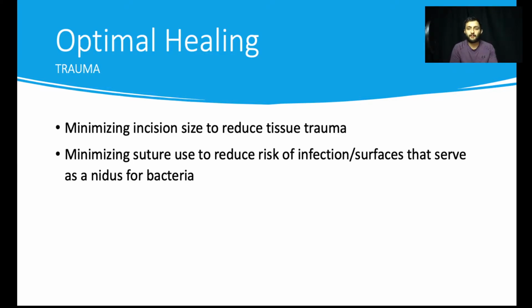So when we think about trauma, I'm not talking about trauma like accidents, but I'm actually talking about the trauma that we induce in the process of whatever we're doing. So the big things we're thinking about here are minimizing the size of the incision to create less tissue trauma during our procedure. Now in addition, we also need to think about how many sutures we're using, because while sutures may seem like just a small little thing, and even they're helping us get primary closure, right? We need to also remember that the more sutures we have, the more we increase the number of surfaces for bacteria to adhere to.